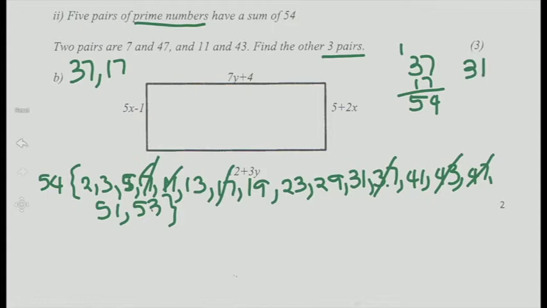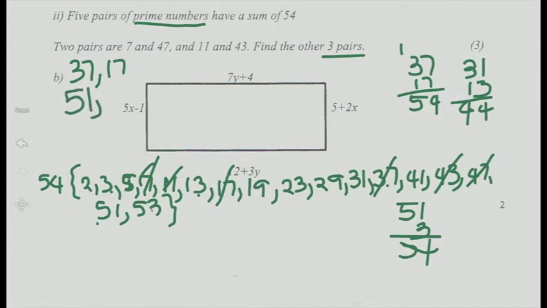Let's look at 31 and 13. Here it's 44. So 31 and 13 is not the pair that we are looking for. So let's look at another one. Let's look at 51 and 3. 51 plus 3 gives us 54. So we have 51 and 3 giving us 54.